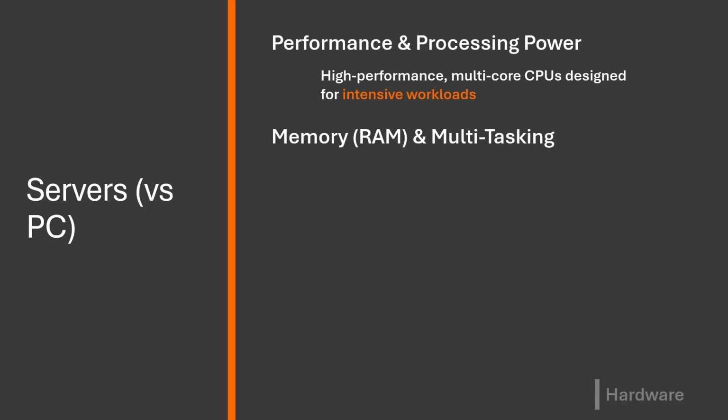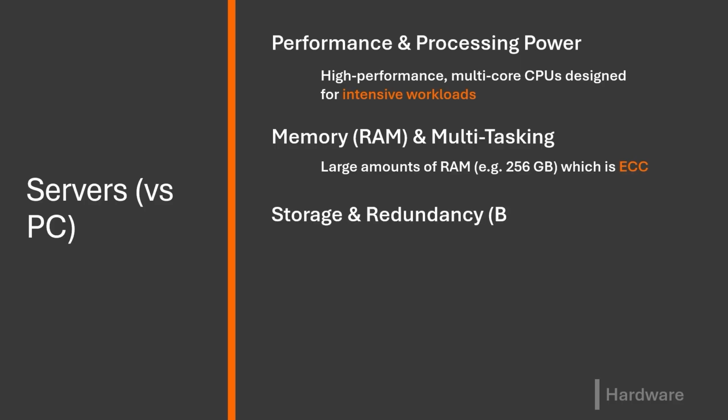Then is memory and multitasking. Servers have large amounts of RAM, for example 128 GB, 256 GB or more, which is error correcting, or ECC, RAM, which prevents data corruption. This helps in running multiple services reliably without crashing.